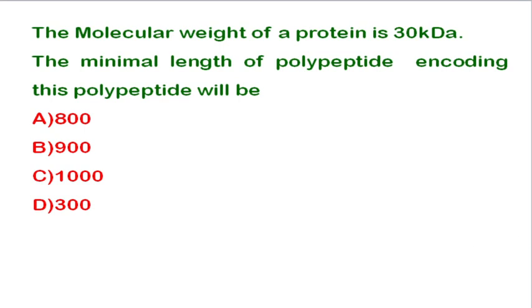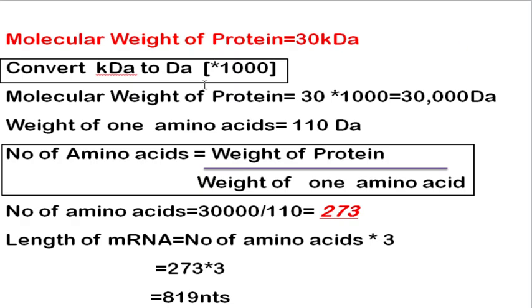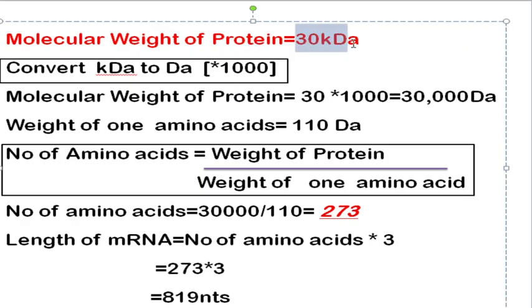Currently we are revising for a BARC OCS examination. First question: the molecular weight of a protein is 30 kilodalton. The minimum length of the polynucleotide encoding this polypeptide will be what? That is, they are asking what is the minimum length of messenger RNA. So first, they have given the molecular weight of the protein, which is 30 kilodalton.